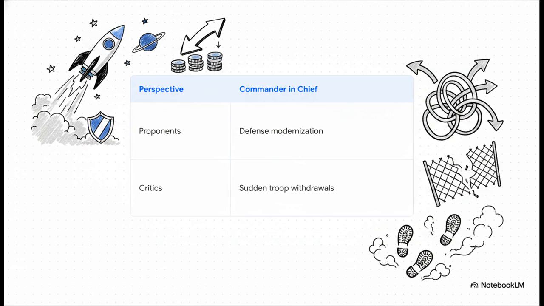Supporters are quick to praise Trump's aggressive push for defense funding, and they point to future-focused initiatives like creating the Space Force, plus his strong commitment to keeping us out of forever wars. But critics? They sound the alarm over his tendency to bypass the traditional chain of command. They argue that his sudden, volatile troop withdrawals caused some pretty massive strategic instability around the world.